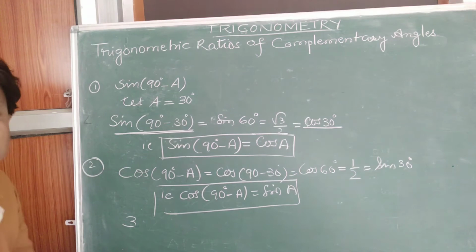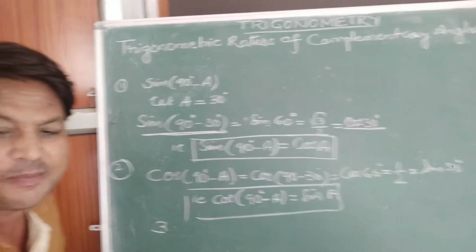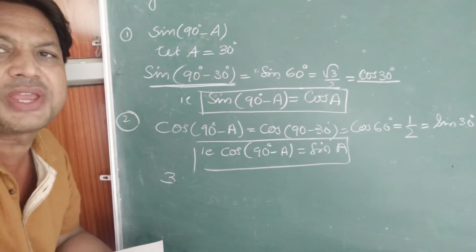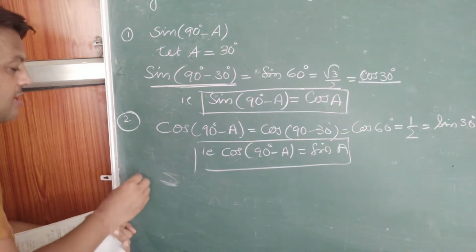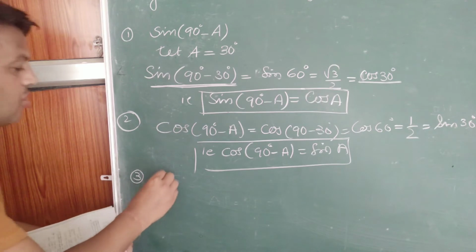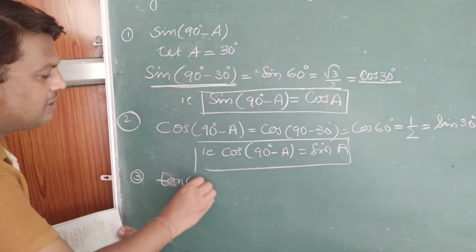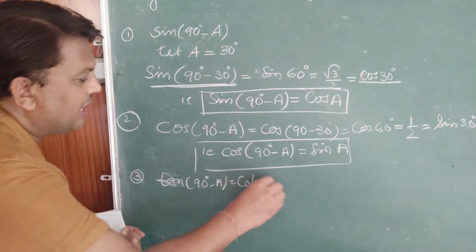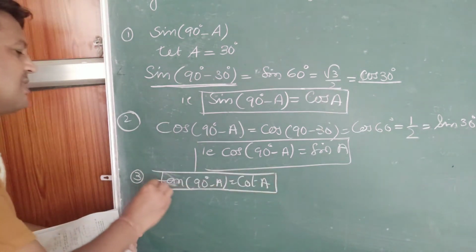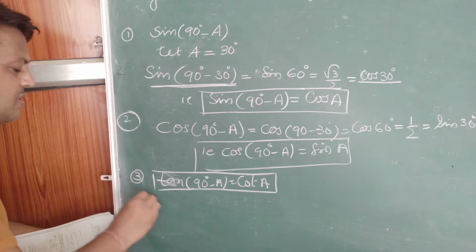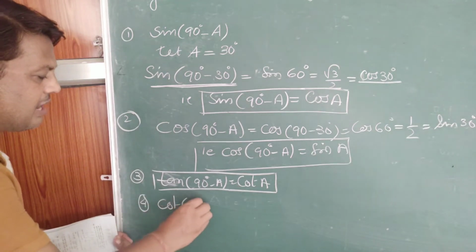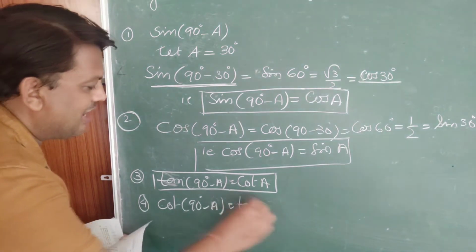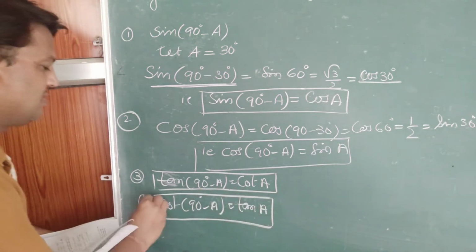Now I am not going to solve each and every one with an example. Directly I will write, children. I hope you can understand. If not, you can check it like this. So next, the third one: tan 90 degree minus A is equal to cot A. This is one formula. Next, cot 90 degree minus A is equal to tan A. This is also a formula.